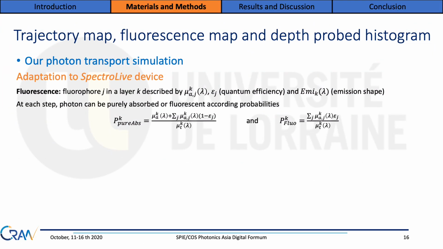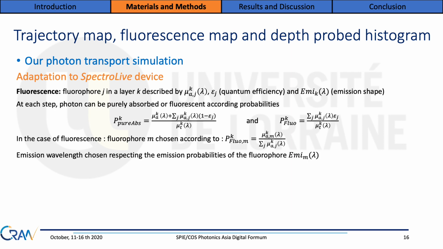Concerning fluorescence, at each diffusion step, one chooses if the photon is purely absorbed, meaning by a chromophore, or absorbed by a fluorophore according to those probabilities. To choose which fluorophore among those present in the layer will fluoresce, a random draw is made where each fluorophore of the layer carries the expressed probability. A second random draw is then made to choose the emission wavelengths. The emitted fluorescent photon will keep traveling in the tissue by undergoing light-matter interaction according to its new emission wavelengths.